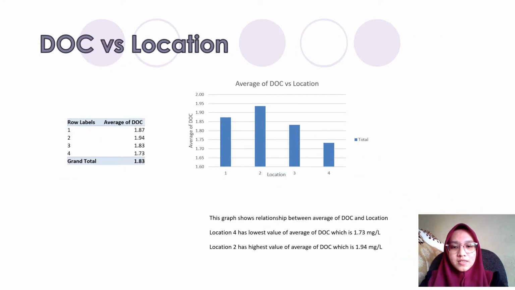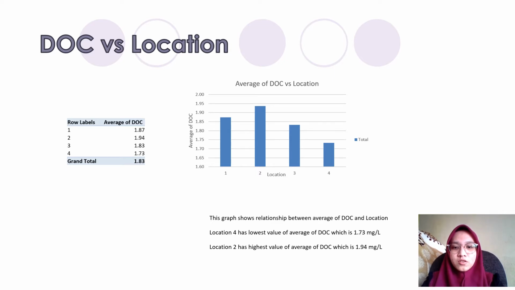Hi, my name is Maisarah binti Halimi. I will explain about the graph and table between dissolved organic carbon, DOC, and location. From this table, it shows a different value of average of DOC for 4 different locations. For location 1, the value is 1.87 mg per L. For location 2, the value is 1.94 mg per L. For location 3, the value is 1.83, and lastly, for location 4, the value is 1.73 mg per L.